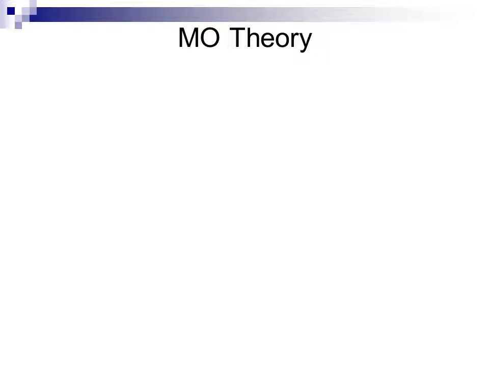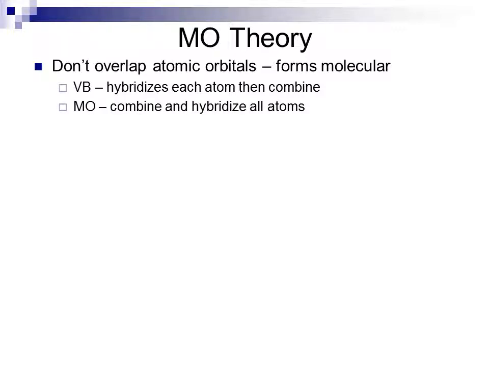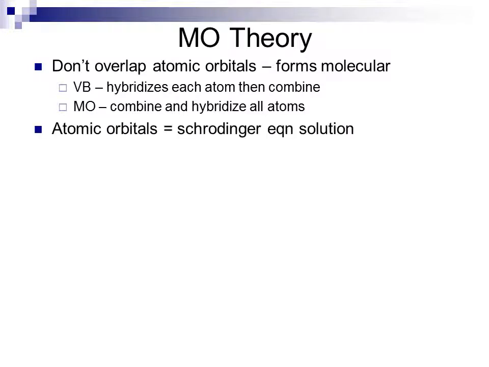Now, molecular orbital theory, or MO theory, doesn't look at the overlap of atomic orbitals. It looks at molecular orbitals. Valence bond theory hybridizes the atoms and then the orbitals in the atoms and then combines them. Molecular orbital theory combines the atoms and then hybridizes all the atoms in the molecule. So we're looking at the molecule, not at individual atoms.